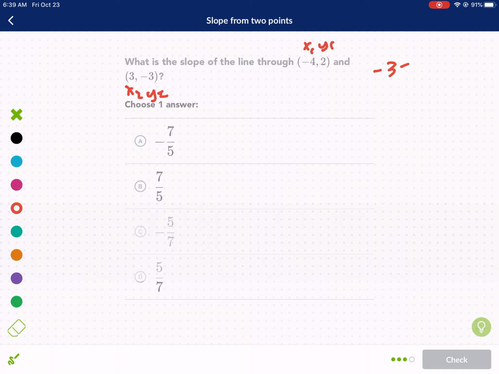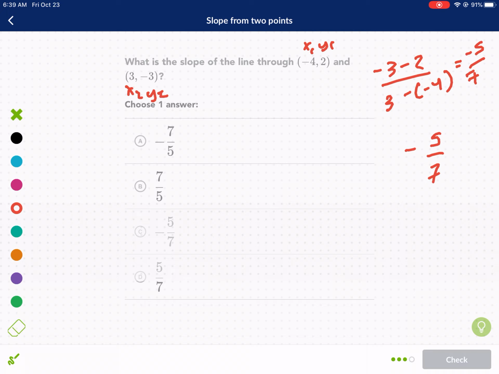Negative 3 minus 2, then we have 3 minus a negative 4. Okay, we have negative 5 in the top, then we have positive 1 in the bottom. Wait, which one am I doing? Something's wrong. Negative 3 minus, oh, I got mixed up. Good thing it's multiple choice. It's a positive 3 minus a negative 4. That gives me a positive 7. So now I have a negative 5 over 7.